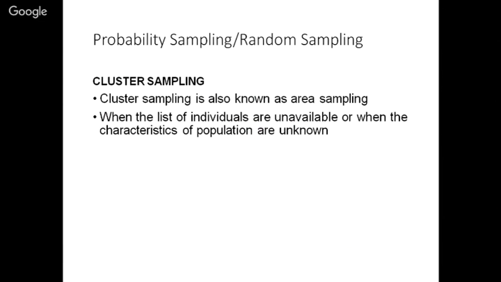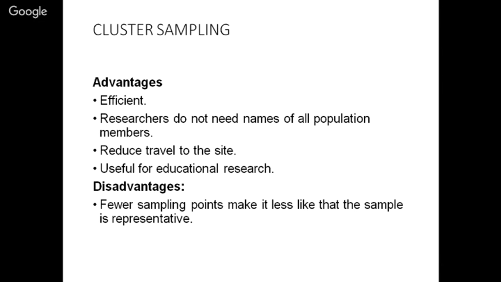For example, he selects a few colleges and lists all the colleges, and from that list he selects a few colleges. This is the first stage. Then for those colleges, he selects a few departments, and from those departments, he selects a few students who act as a sample for that population. So this is an example of the cluster sampling technique, where the researcher divides the population into a number of clusters, and from those clusters, he selects the sample of that population.